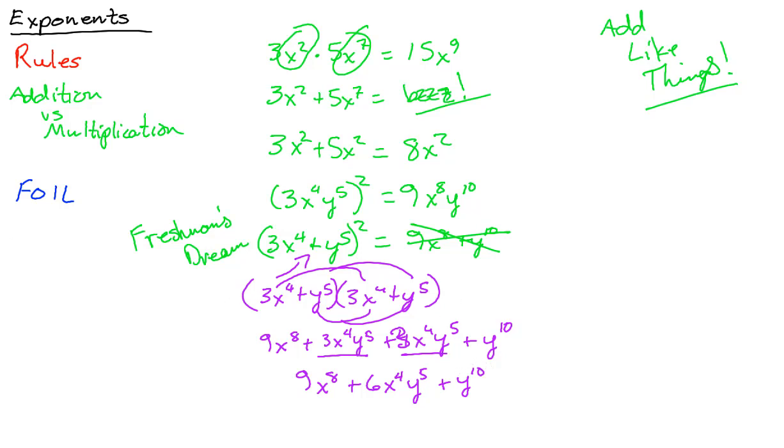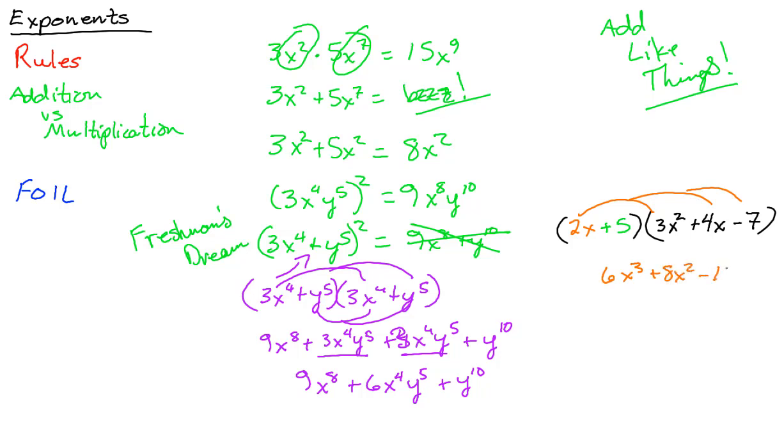Oh, very good, very good. Yeah, multiplication, you don't have to have like things at all, but with a plus sign, you better do that. Now, you should note that if I have something like 2x plus 5, and I multiply that by, let's go ahead and do a long one here, 3x squared plus 4x minus 7, and we multiply that through. Yeah, this is multiplication of polynomials. It's just the distributive property over and over. We get 6x cubed plus 8x squared minus 14x.